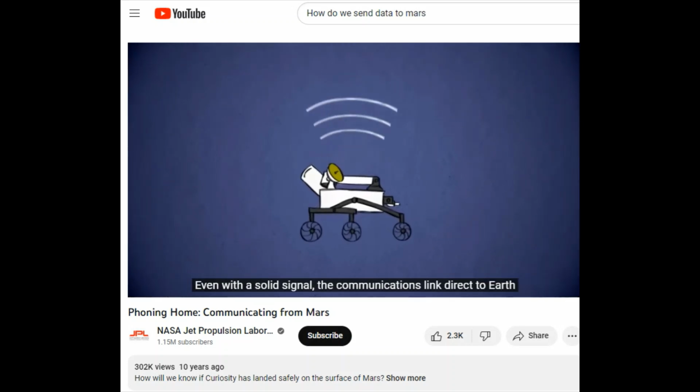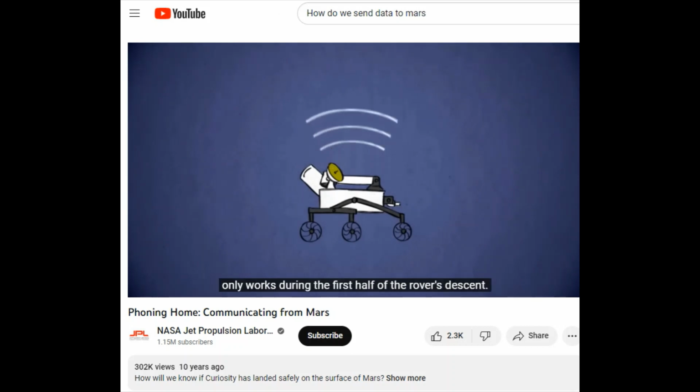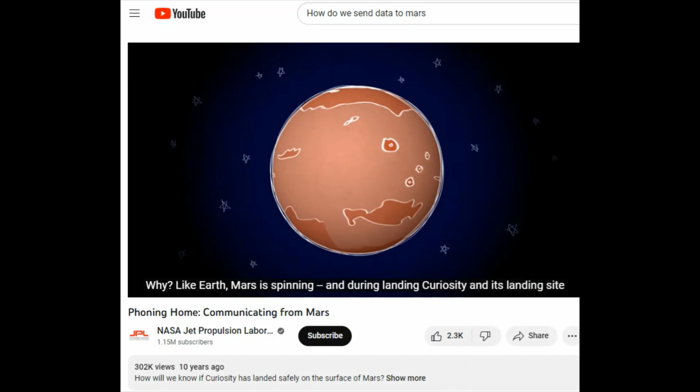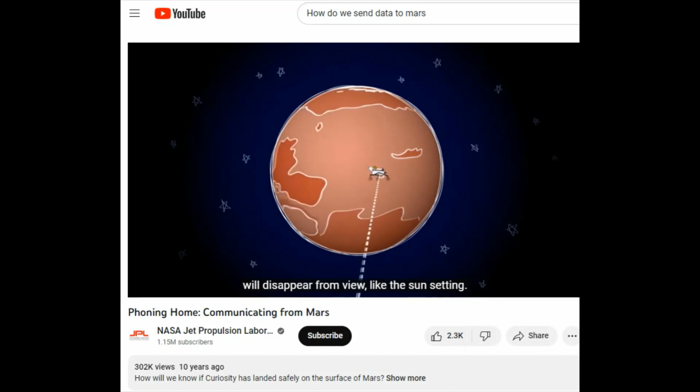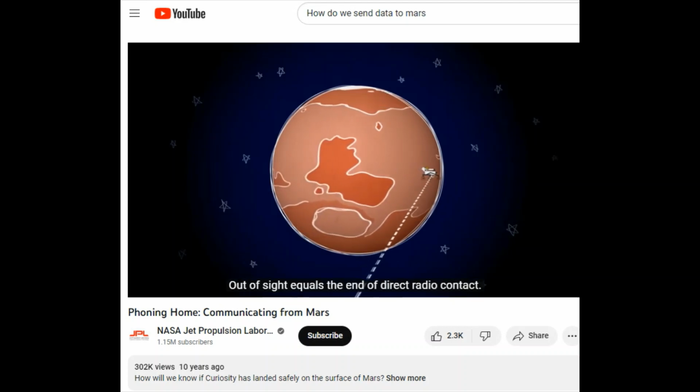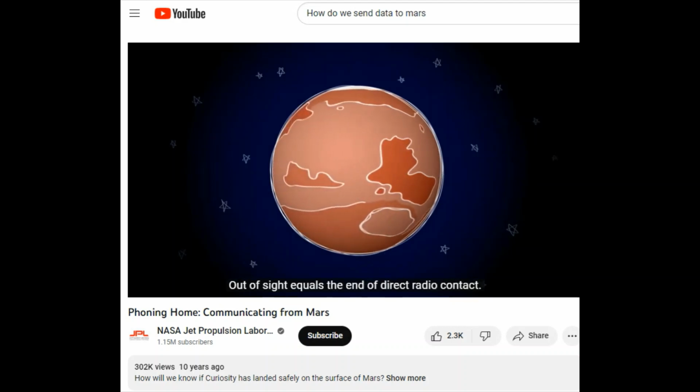Even with a solid signal, the communications link direct to Earth only works during the first half of the rover's descent. Why? Like Earth, Mars is spinning, and during landing, Curiosity and its landing site will disappear from view like the sun setting. Out of sight equals the end of direct radio contact.